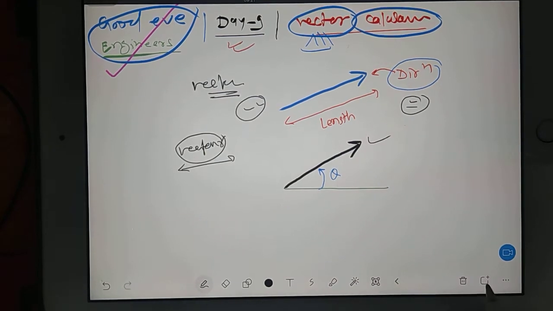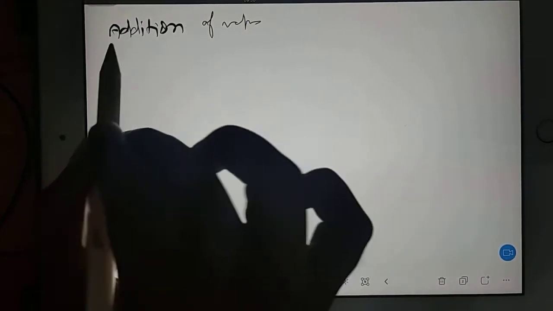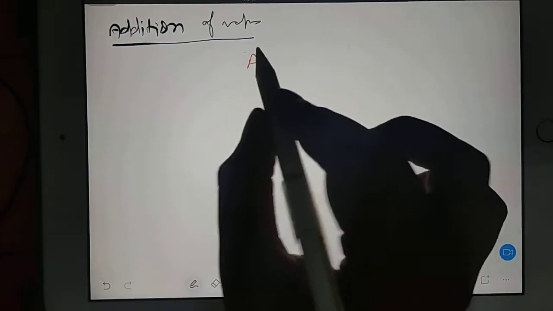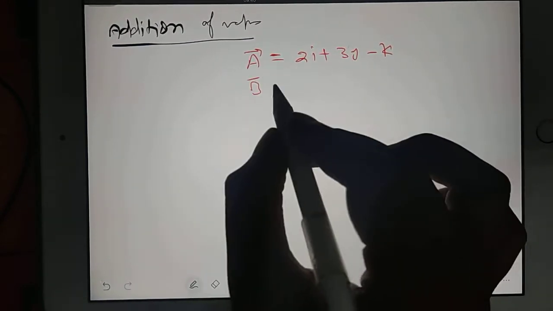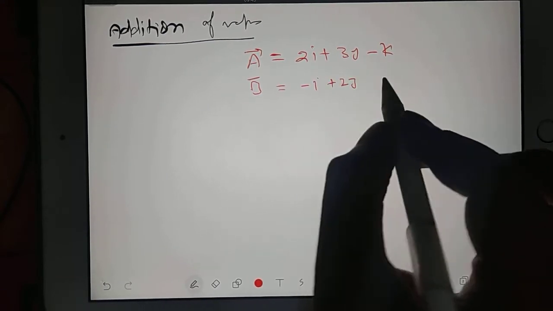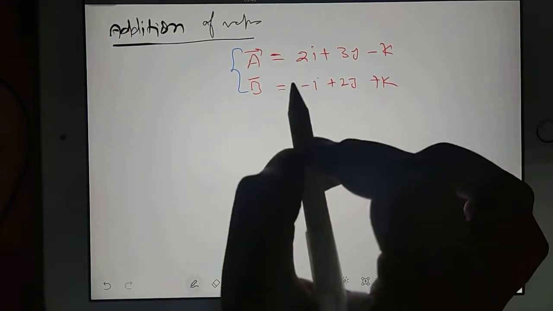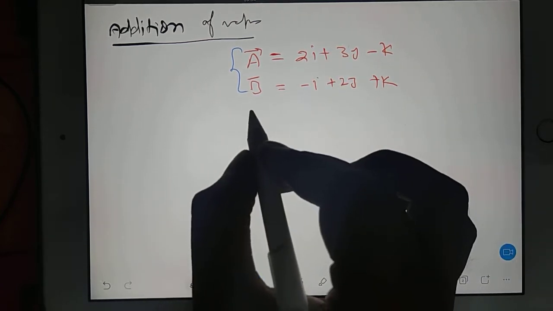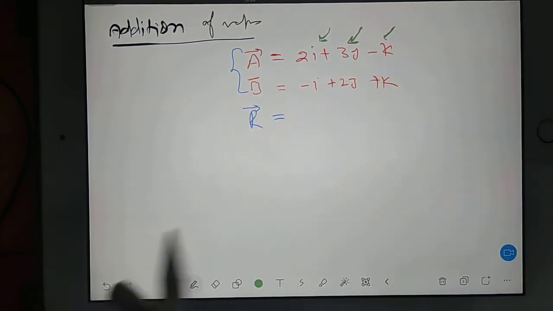How do we add vectors? That is my first topic, addition. It is actually very easy. Addition of vectors, very simple. Suppose I am giving you one vector, vector A is equal to 2i plus 3j minus k, and another vector B is equal to minus i plus 2j plus k. If we have to add these two vectors, we get a new vector, say vector r. If the vectors are given in i, j, k form, always remember the cap will be there.